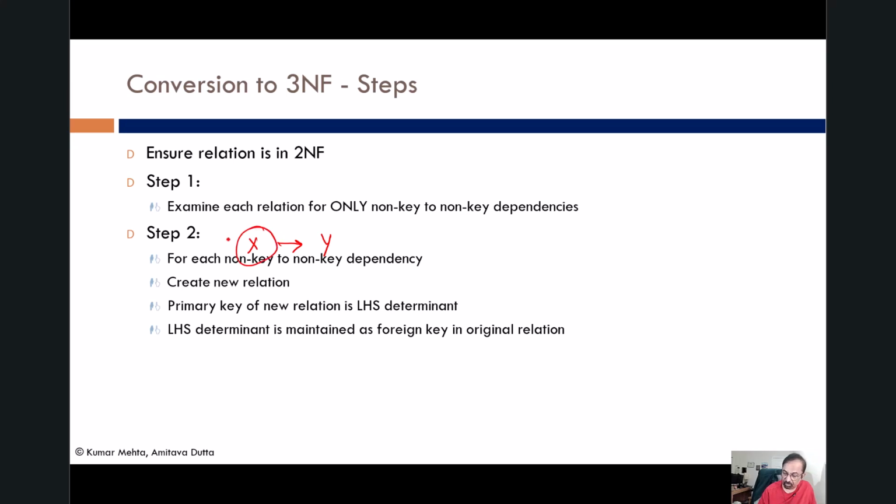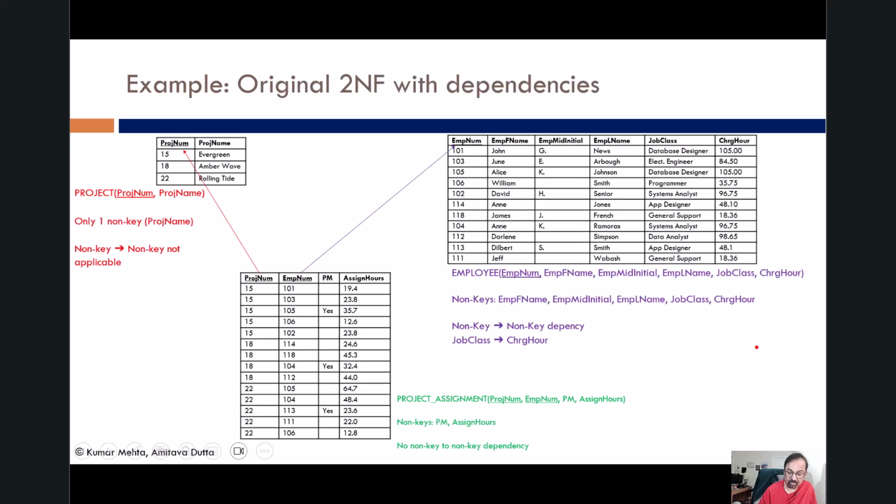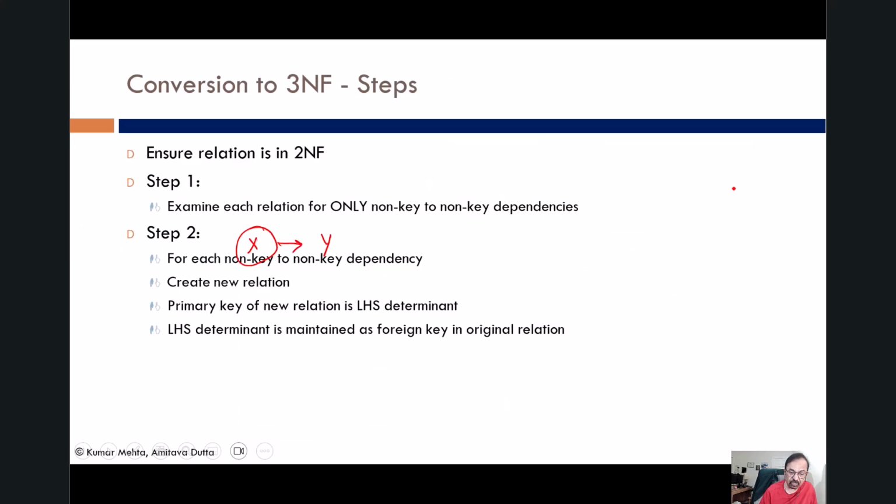So let's go back to the way we cleaned up. Remember, the transitive dependency was from job class to charge hour. That's what the transitive dependency was. Non-key, that's the job class, to charge hour. So you have a transitive dependency from non-key to non-key attribute. Okay, so we make X the primary key and Y the non-key in the new table that we create. That's what we've done over here.